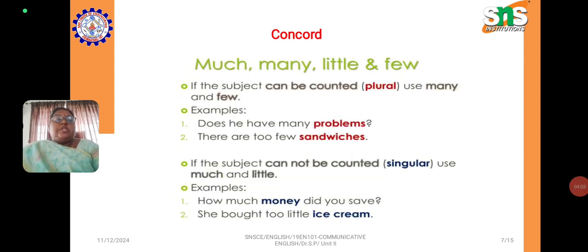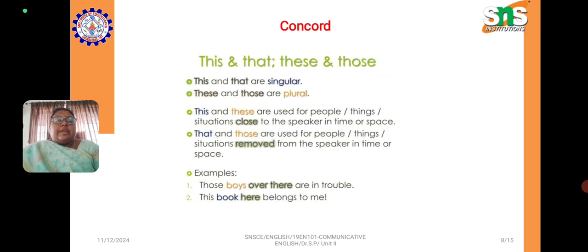The next one is the use of much, many, little and few. If the subject can be counted, plural, use many and few. Does he have many problems? There are too few sandwiches. If the subject cannot be counted, if it is singular, use much and little. See this example. How much money did you save? And she bought too little ice cream.